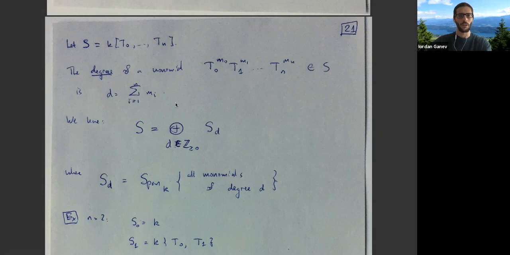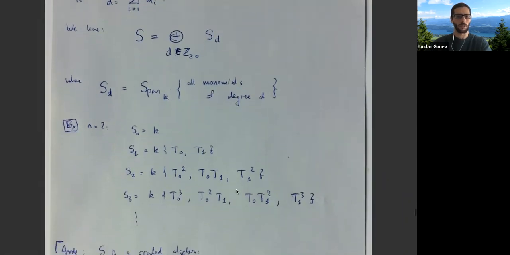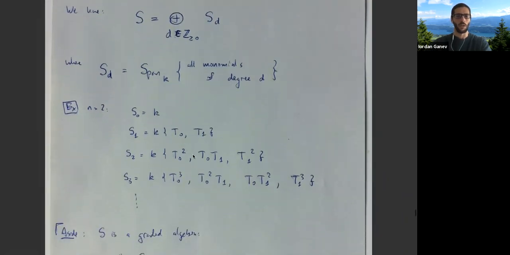Saying that a polynomial is homogeneous is saying that each of its monomial components has the same degree. So we let S_d be the span, just as a vector space, of all monomials of degree d, and then we get this direct sum decomposition. I guess this is not too bad. So for example, if n equals two, then any homogeneous polynomial of degree three is some linear combination of these ten monomials and so forth.